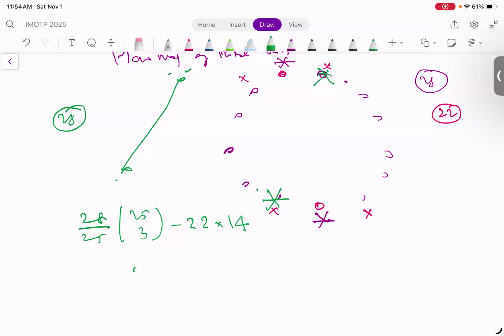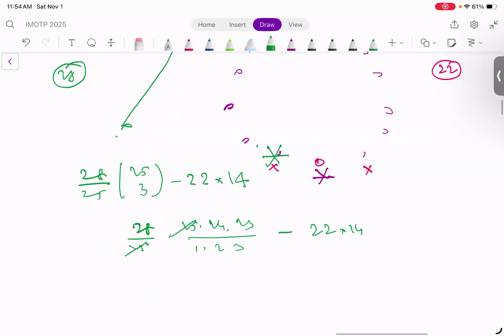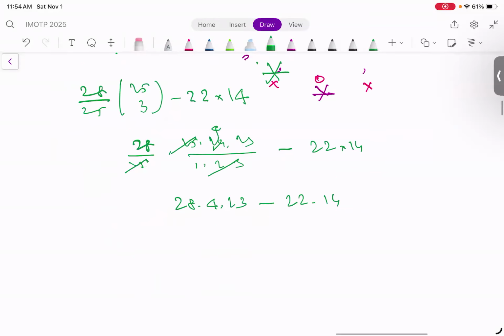So this is actually 28 by 25 into 25 into 24 into 23 by 1 into 2 into 3, minus 22 into 14. This 25 goes away. This is my 4. So this is 28 into 4 into 23 minus 22 into 14. Let's check what that is.